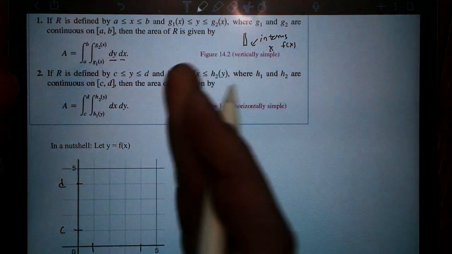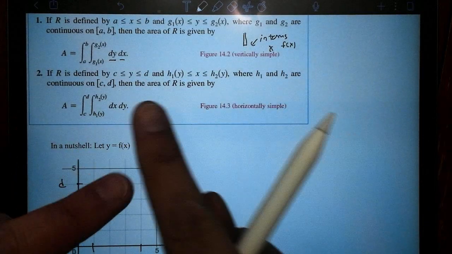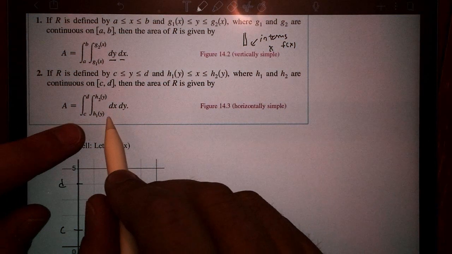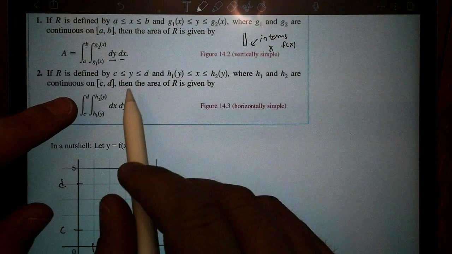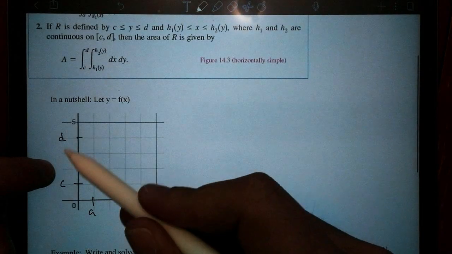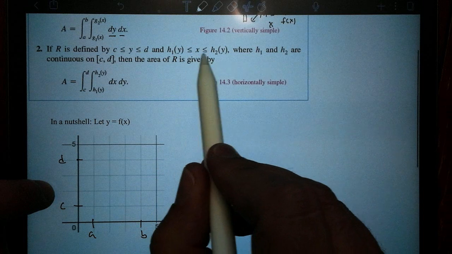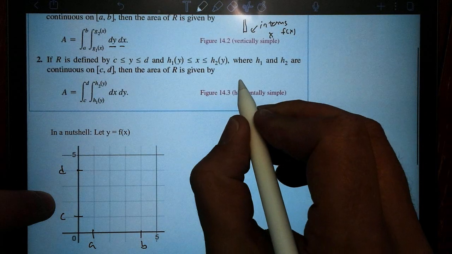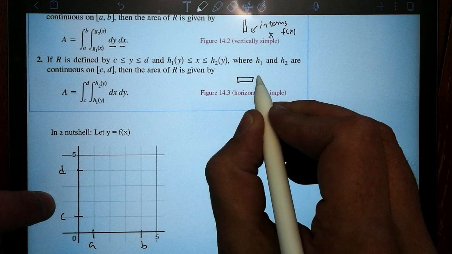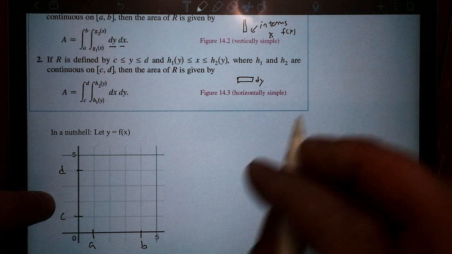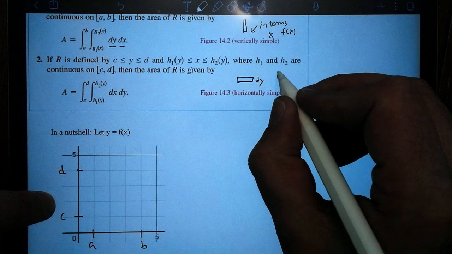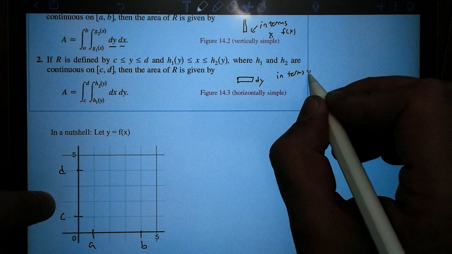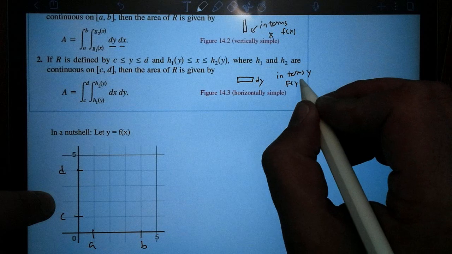Now likewise, we can even switch this around. Now it does change some things, and we're going to talk about that later on. We can do it dx dy. So now, in this case right here, the y's are going to go from c to d, just like here, but then our x's are a function. So this, like last year, is our horizontal rectangle. You might remember that from another video from last year in single variable calculus. In this case, we have to be in terms of y, or f of y right there.